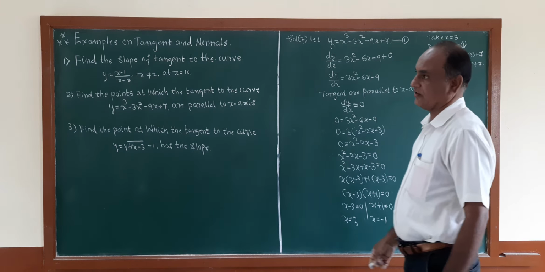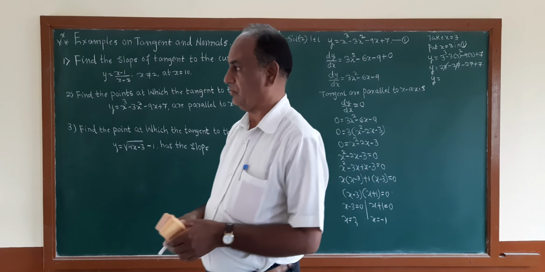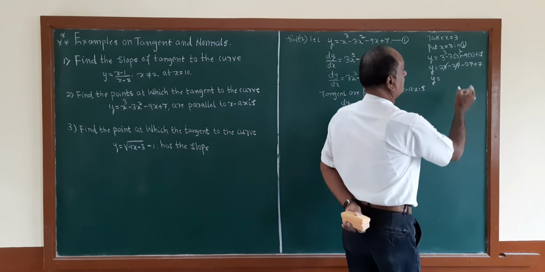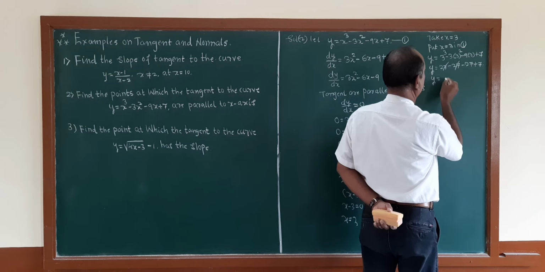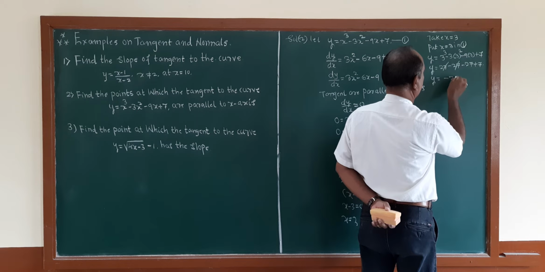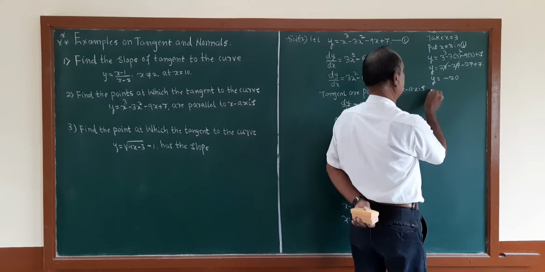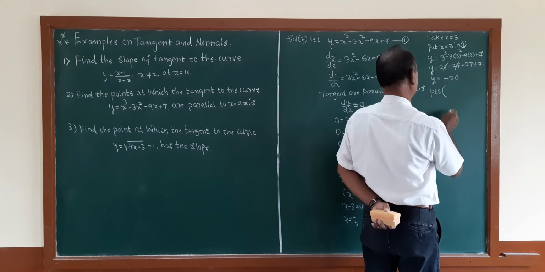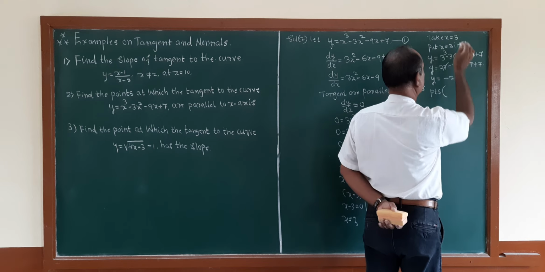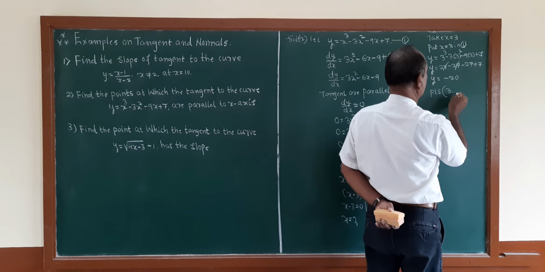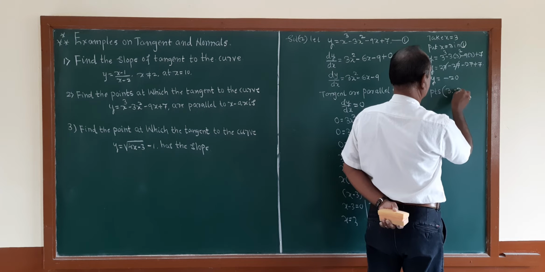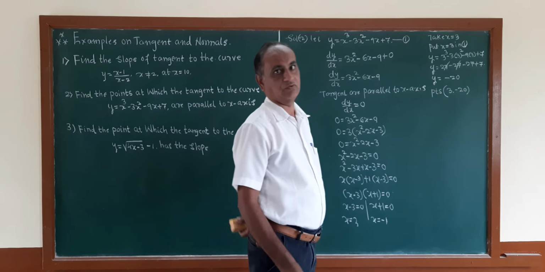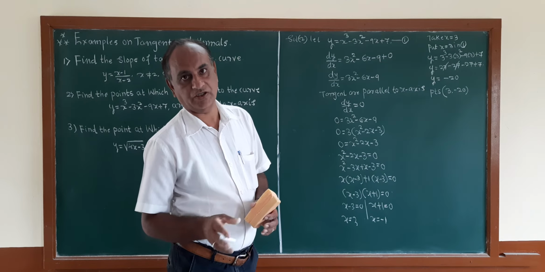So in simplest form, y is equal to 27. Positive 27 and negative 27 cancel. The remaining terms are minus 27 plus 7, so simply minus 20. Therefore, the first point is x equal to 3, y equal to minus 20.